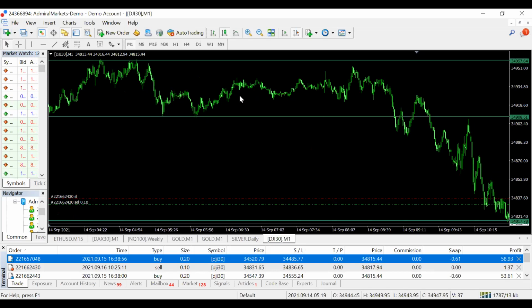An important thing is that this is called ranging. Here the chart is doing nothing.